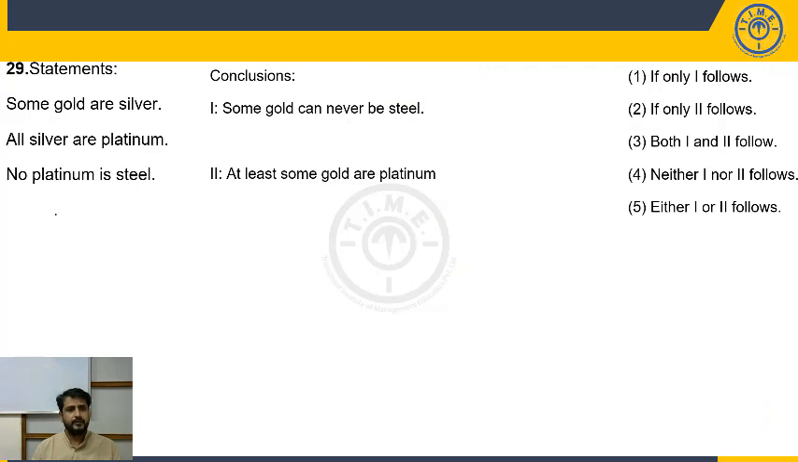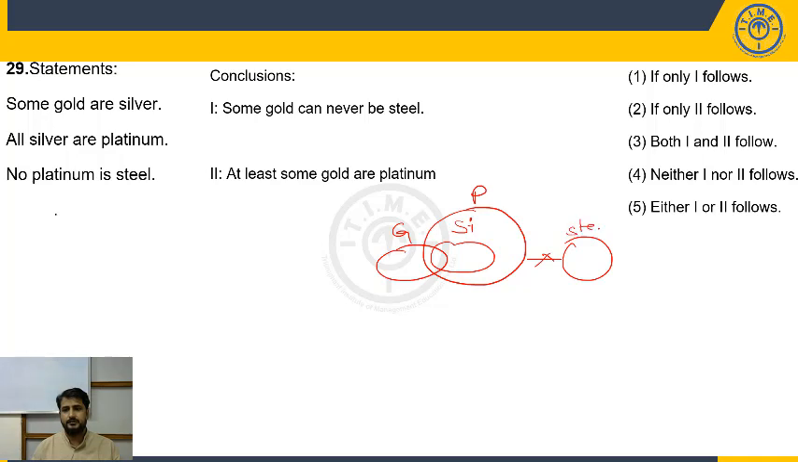Now draw the basic diagram for the given statements. Some gold are silver. All silver are platinum. All silver should be within platinum. No platinum is a steel. Okay. Here it is silver. Now no platinum is a steel.